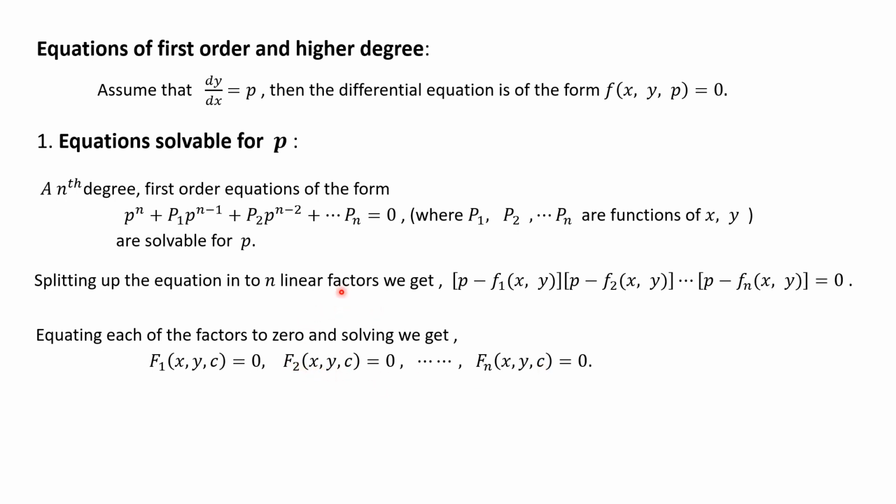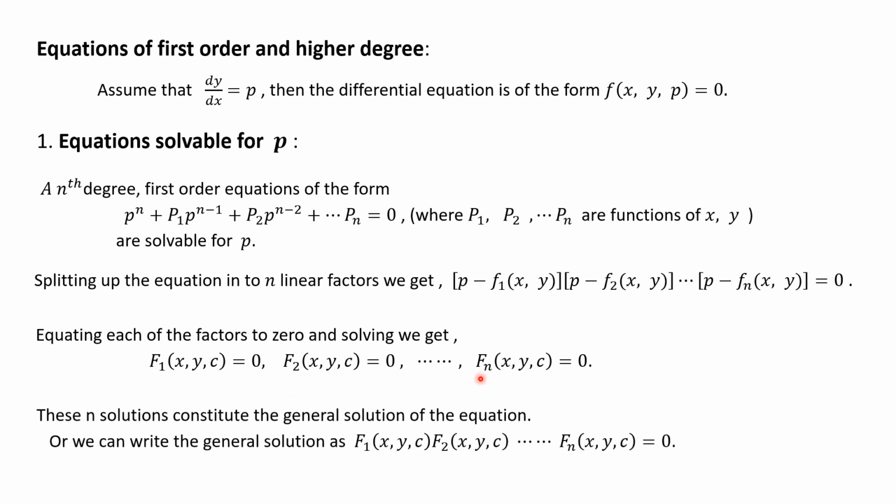So now the solution of this nth degree first order differential equation is just take the product of these solutions. So the solution of nth degree differential equation constitutes the product of these solutions. So that means we can say the general solution is f1 of x comma y comma c into f2 of x comma y comma c, etcetera, into fn of x comma y comma c equal to 0.